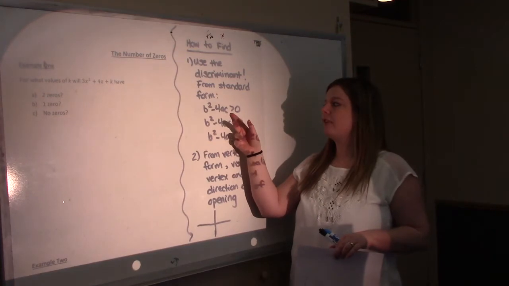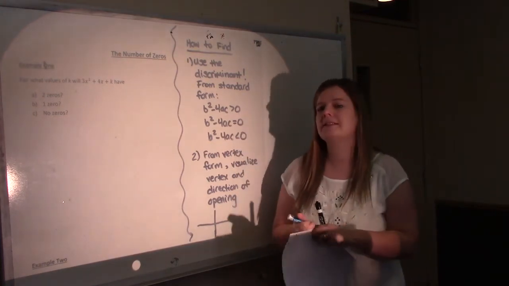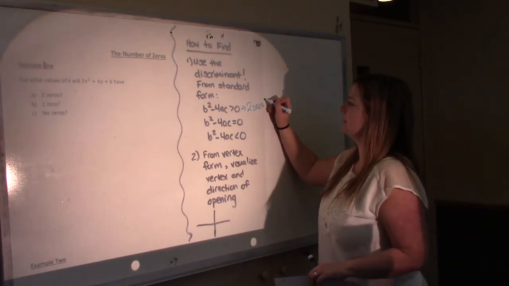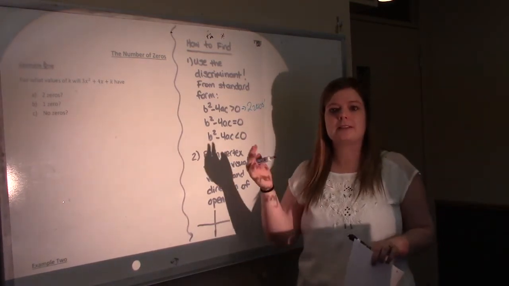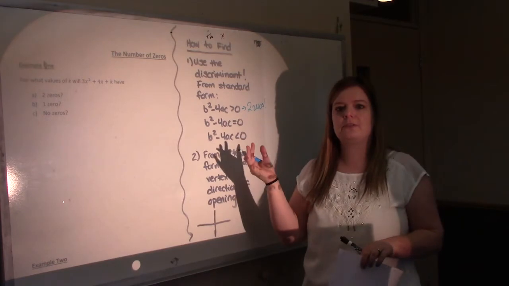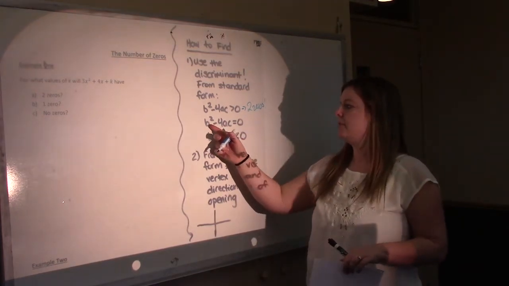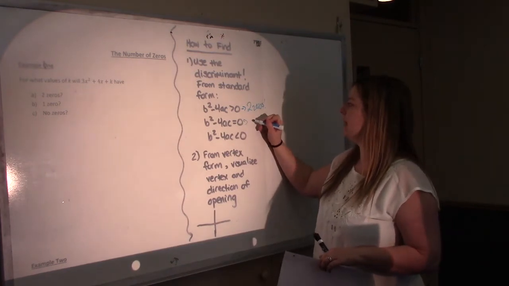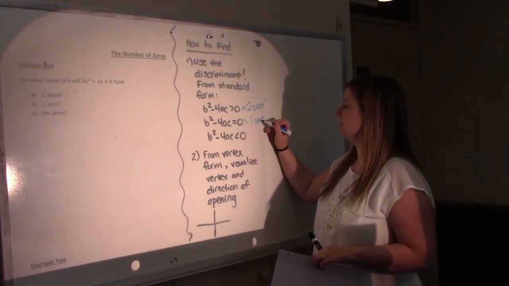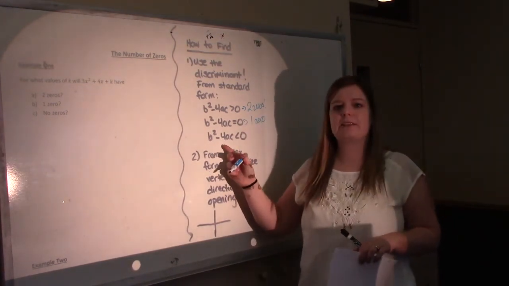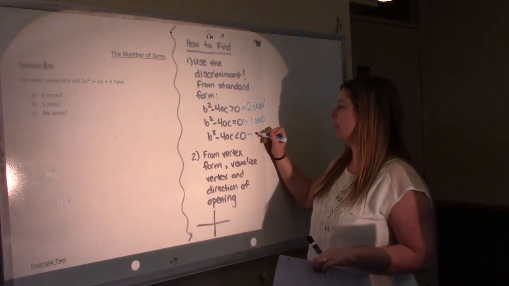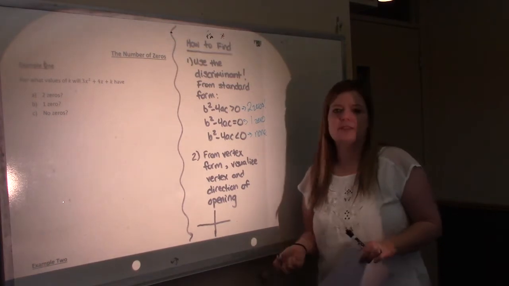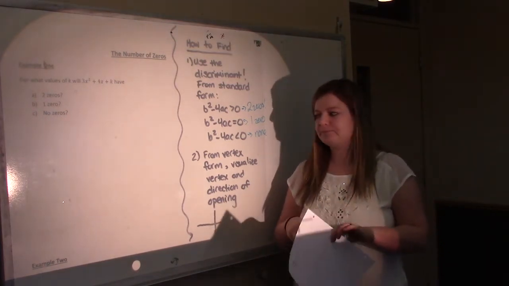If this is greater than 0, that means there are 2 zeros, since plus or minus what's under that square root would give you 2 different answers. If b squared minus 4ac is equal to 0, that means there is 1 zero. And if b squared minus 4ac is less than 0, that means there are none. Remember, zeros is just another way of saying x-intercepts.